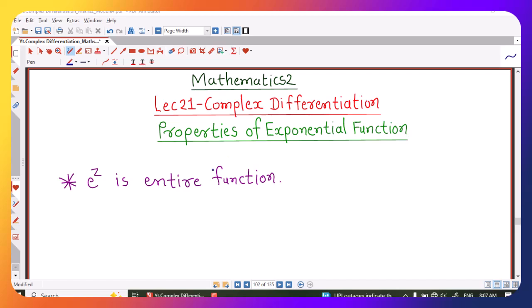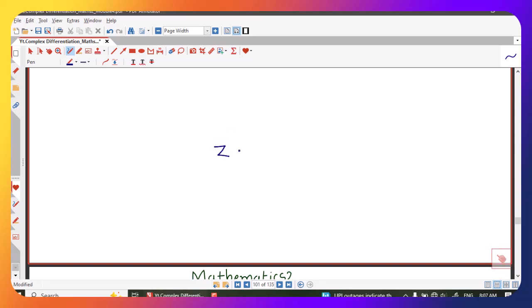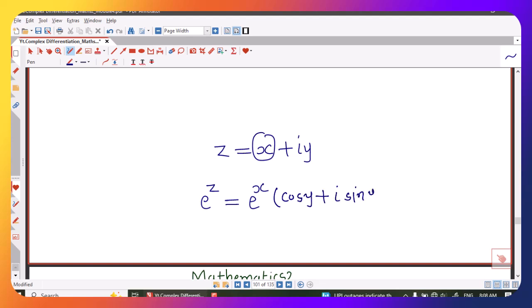In previous lecture we have seen about exponential function of complex variable, and now we are familiar with the definition of complex exponential function. Now we know that if z is a complex variable given by x plus iy, then complex exponential function is denoted by e raised to z and is defined as e raised to z equal to e raised to x times (cos y plus i sin y).